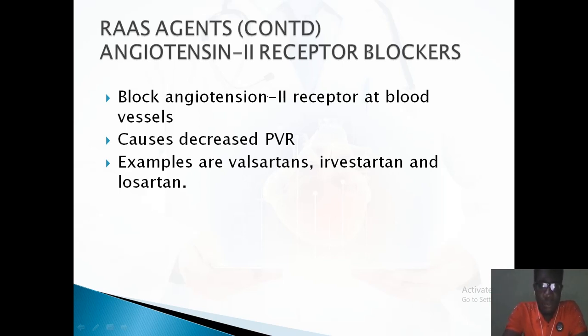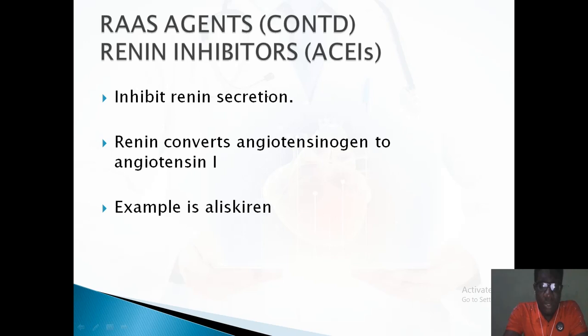So renin inhibitors, there really isn't much to talk about, except that they inhibit renin secretion. Renin converts angiotensinogen to angiotensin 1, the RAS pathway. A good example is aliskiren.